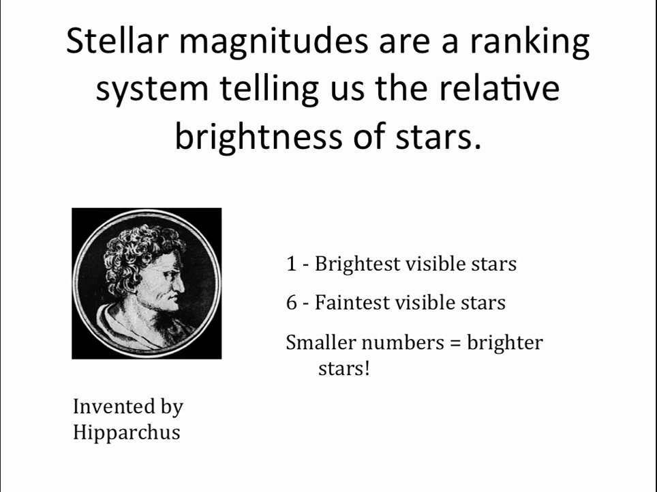This system came from the ancient Greek astronomer Hipparchus, who ranked all the stars in the sky on a scale from 1 to 6. He ranked the brightest visible stars as number 1 and the faintest visible stars as number 6. And just as a higher ranked football team has a lower number, a brighter star has a smaller number on the scale.